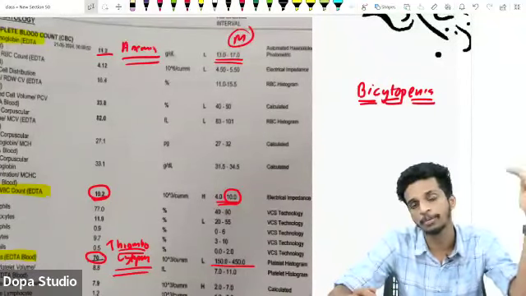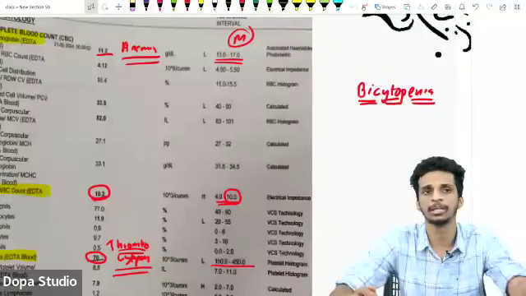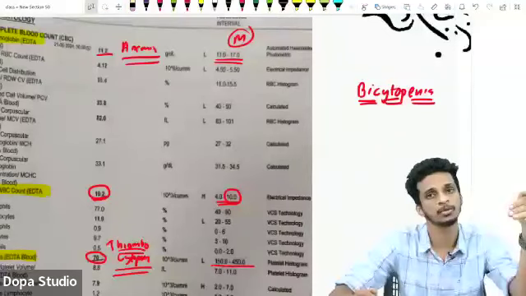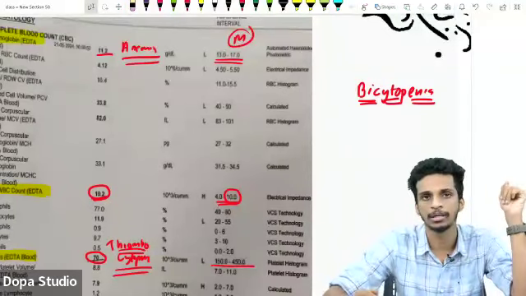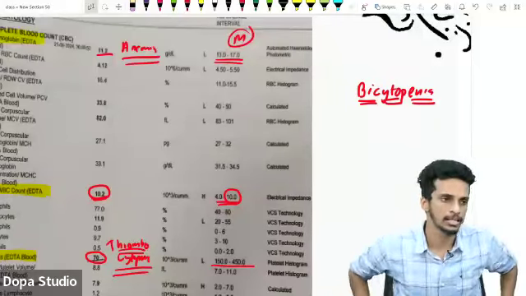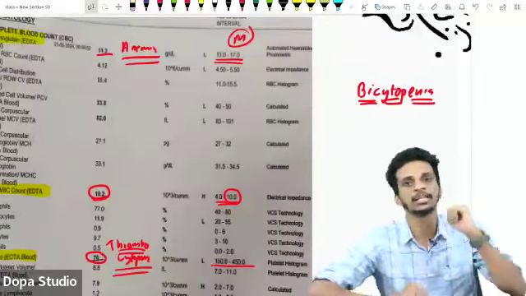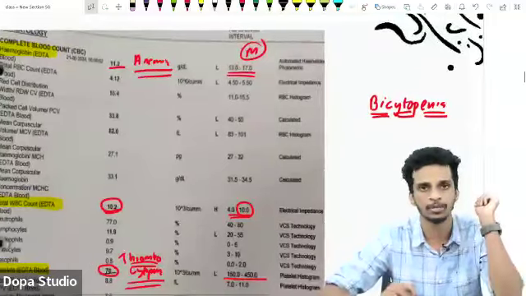If a patient has got anemia and leukopenia, we can call it bicytopenia. If a patient has got leukopenia and thrombocytopenia, we can still call it bicytopenia. Any two combinations of a decrease in cell count, we call it bicytopenia. I hope it's clear up to this point.